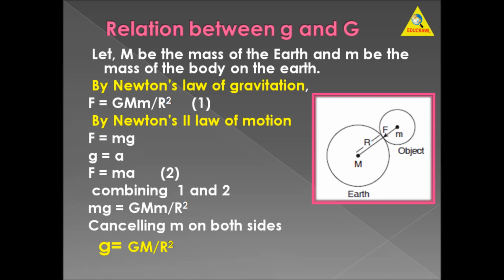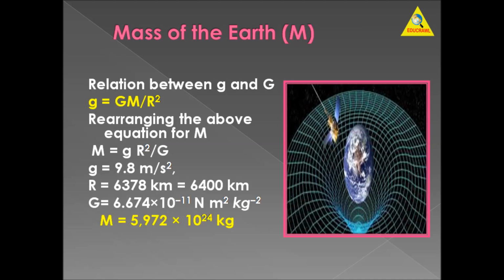Now, using this relation between acceleration due to gravity and gravitational constant, we can find the mass of the earth. So, I am considering the equation g is equal to GM by r squared. Rearrange the above equation for M. We get M is equal to g r squared by capital G.